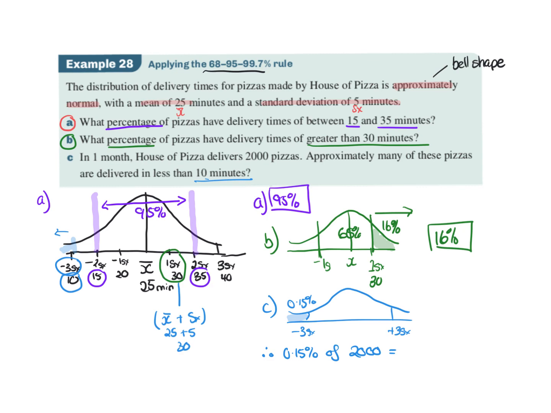So you can either change the percentage to a decimal or make it a fraction. So if you look before, we can do the percentage. I'm going to say we've got 0.15% out of 100 times 2,000, and then we get equals 3. So approximately how many pizzas were delivered in less than 10 minutes? There was 3 of them.